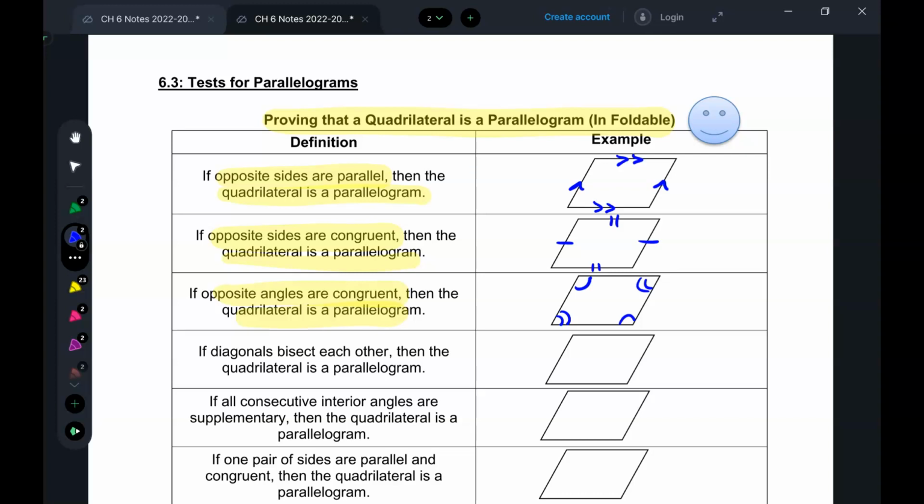All right, so next we have opposite angles are congruent, so we'll draw that in.